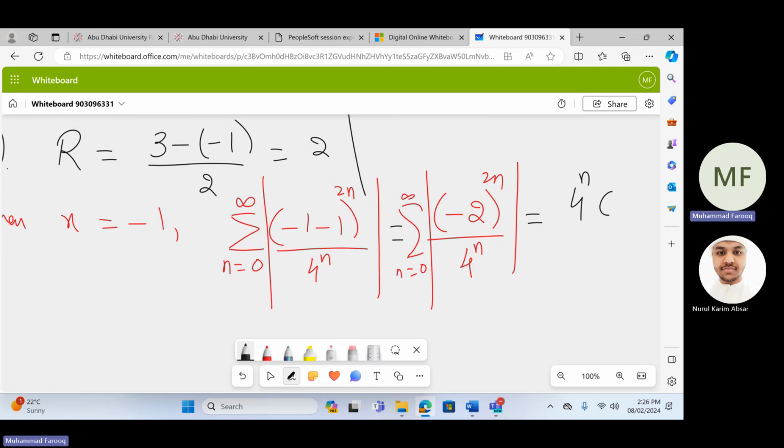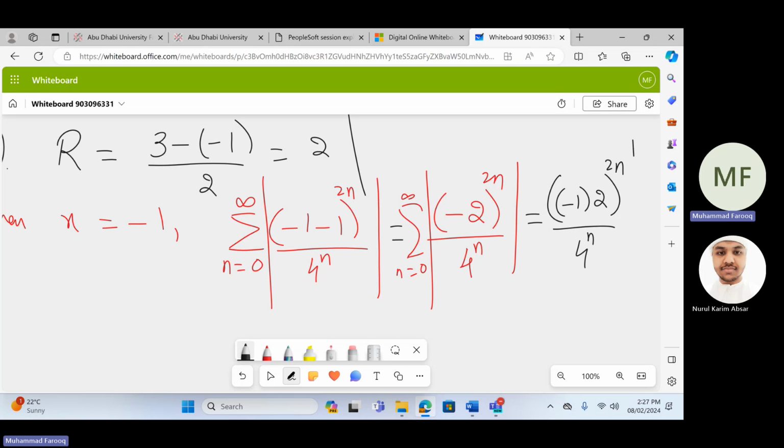And here you have -1 power n. Okay, I will make it more clear, please. How do we separate the powers? Look at here. Anyway, look at here: -2, I can write as -1 times 2. Agreed? Can I write -2 like that? Yes or no? Okay.